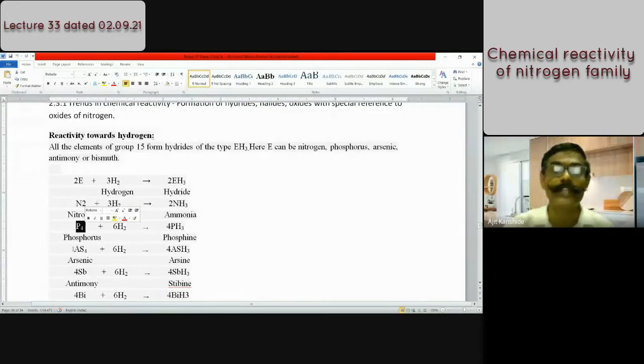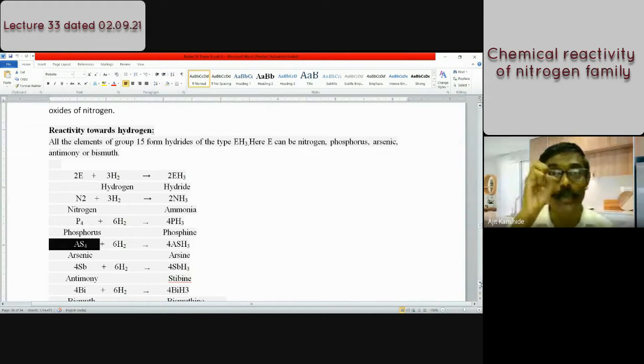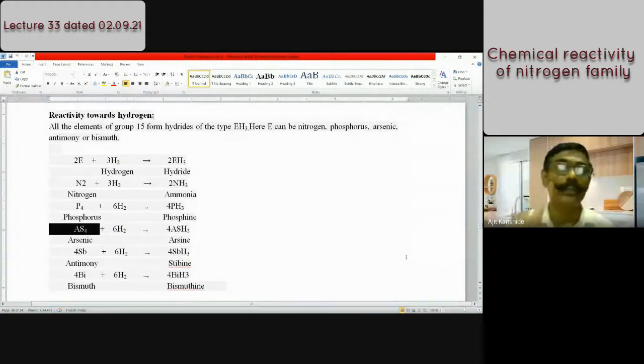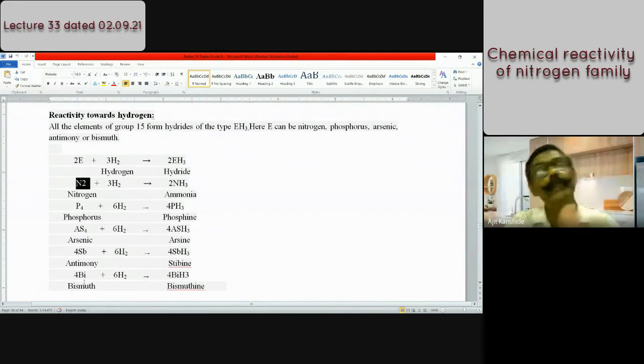Like phosphorus, arsenic also remains as As4. Like two nitrogen atoms combine to form N2 as an element, antimony and bismuth we can represent in the atomic way. Only phosphorus and arsenic remain in a cluster of four atoms, nitrogen has two atoms combined, and antimony and bismuth in elemental form we can consider as atomic. Though they are metals, the atoms can be separated. Nitrogen in elemental form occurs as a gas, and it is N2.